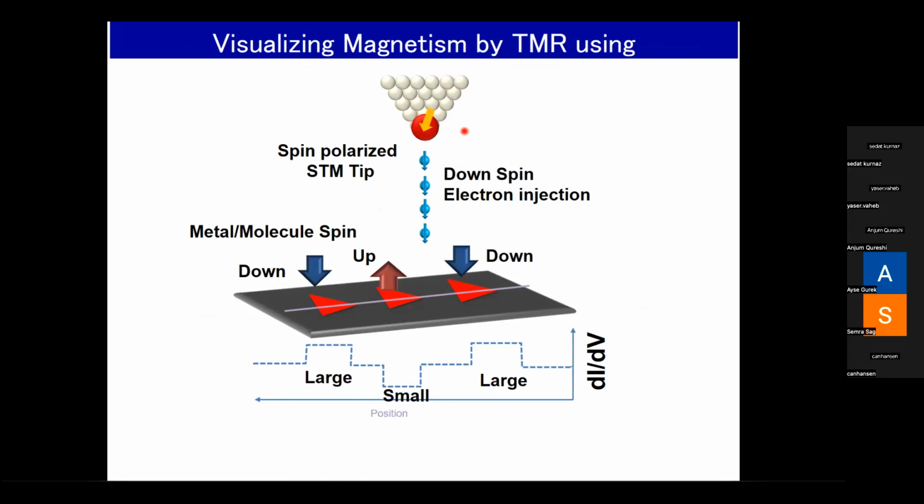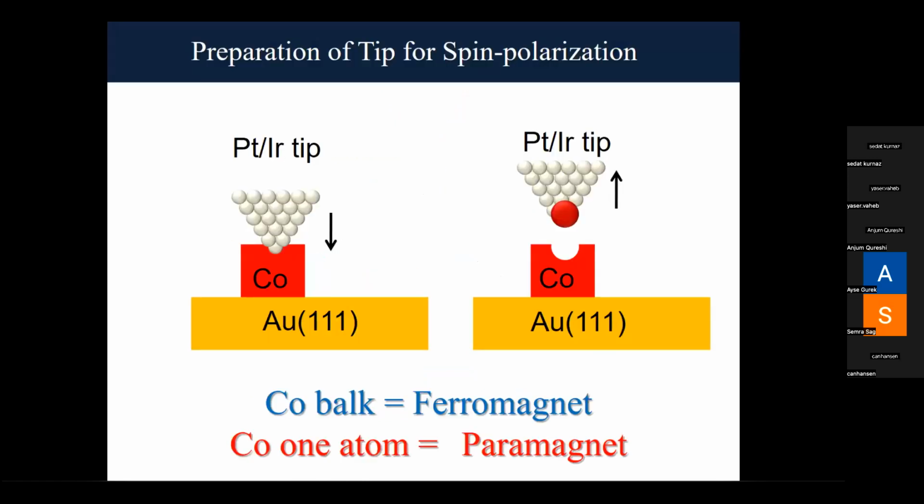The spin of the tip and the spin of the single molecule down gives a dark color, and up gives a bright color. Dark color is spin down, bright color is spin up. So you can distinguish spin down and spin up by color change. And we also use a preparation of the tips for spin polarization. Bulk cobalt is a ferromagnet, but one cobalt atom is a paramagnet.